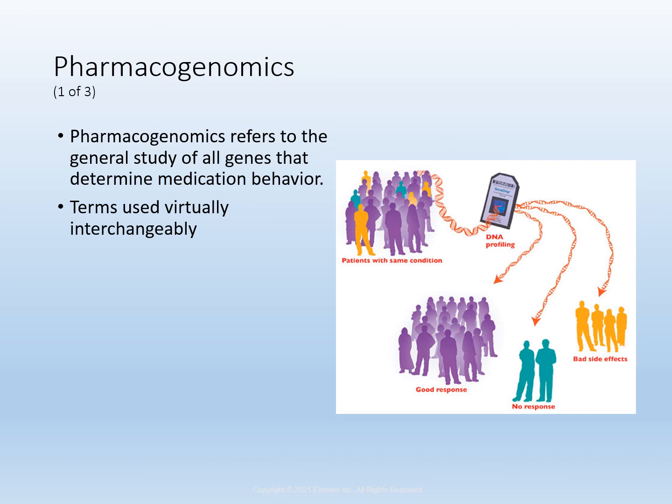Pharmacogenomics refers to the general study of all genes that determine medication behavior. These two terms will be interchangeably used a lot. It's pretty much identical to pharmacogenetics.